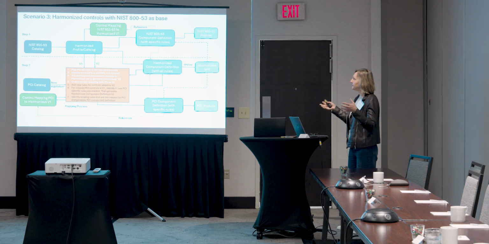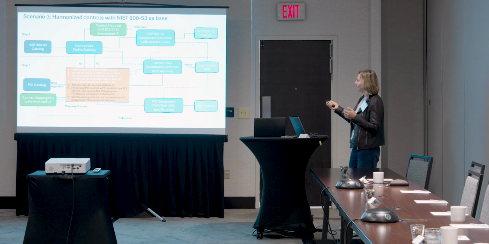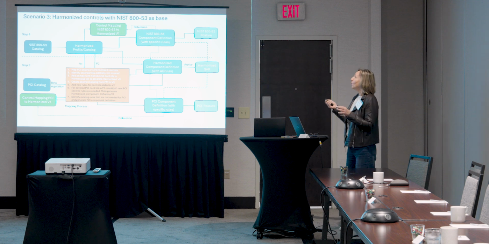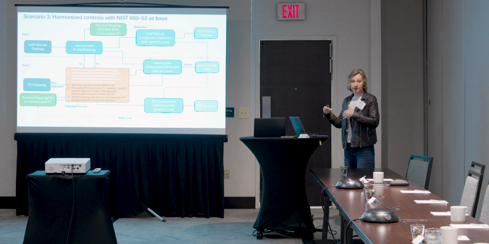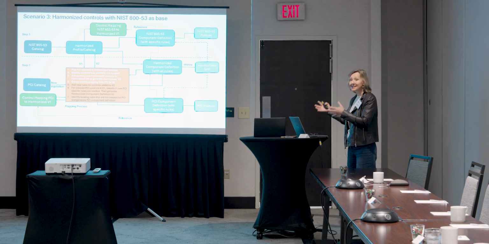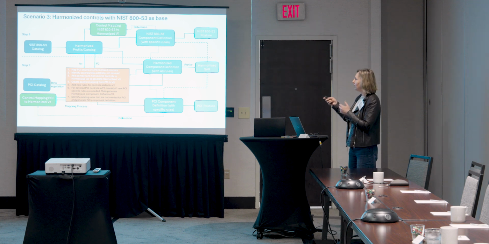So I'm starting with NIST. Sorry, I didn't ask if there is any question on the second scenario. No. So we are starting with NIST. The PCI mapping to NIST is exactly like the one that we had in the first scenario. But now when I bring ISO, I am not comparing ISO to the original NIST. I'm comparing ISO to the harmonized, where I have the original NIST plus the delta from the PCI. And so in this case, we are maintaining the harmonized.